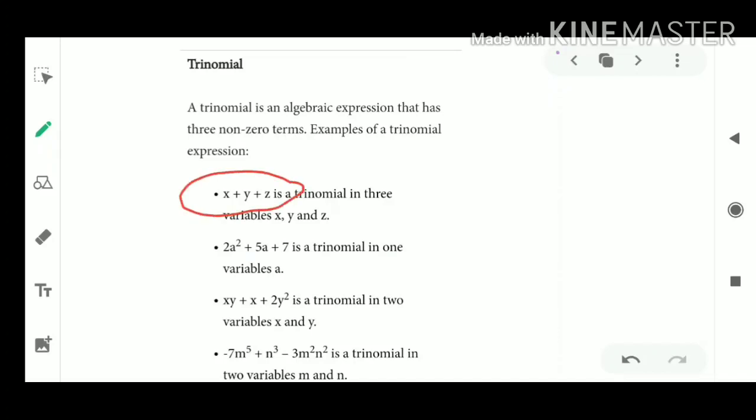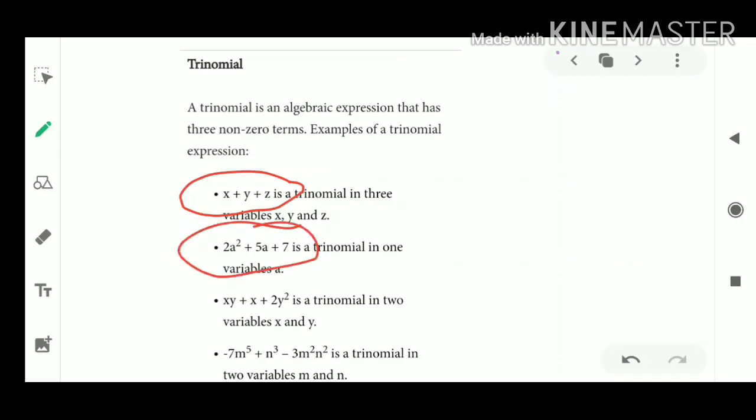See here in first one, x plus y plus z. So here three terms are there. In between three terms we have the plus. Sometimes one plus, one minus, like that also we can take, no problem. But either plus or minus will divide the algebraic expression into terms. Here three terms are there. That's why it is called trinomial. And how many variables? Three variables. What are they? x, y, z.